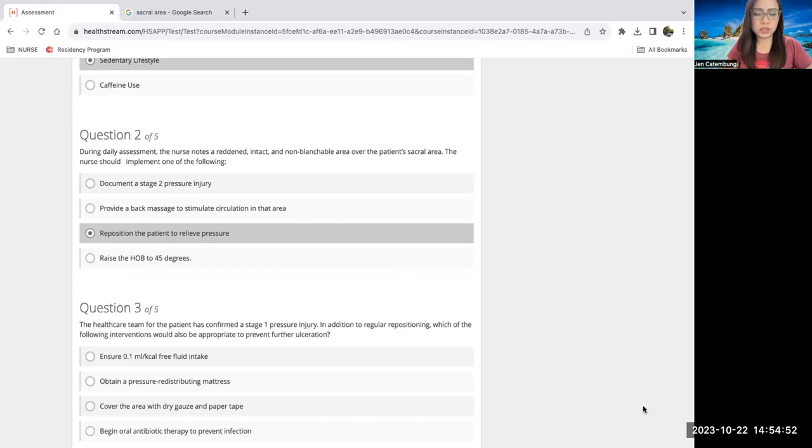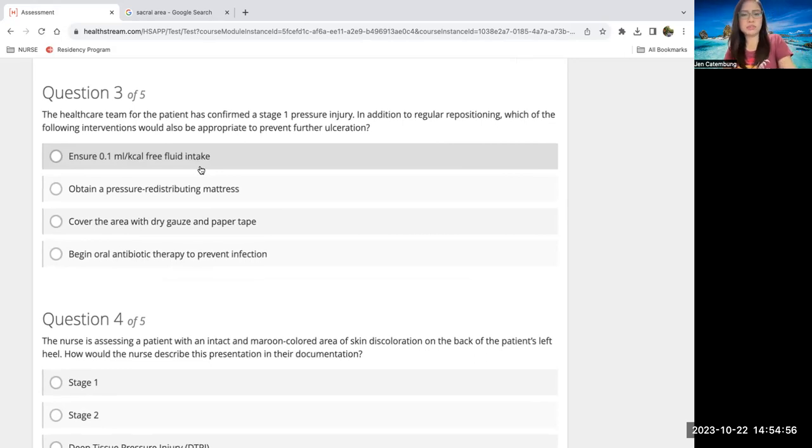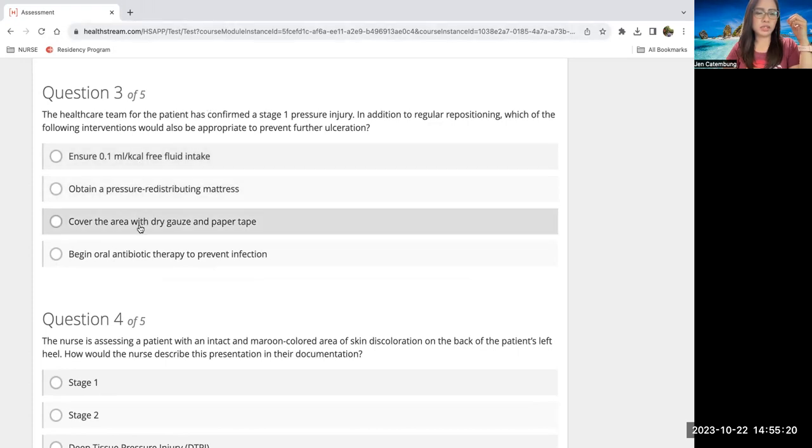Okay, next question, 3 of 5. The healthcare team for the patient has confirmed a stage 1 pressure injury. In addition to regular repositioning, which of the following interventions would also be appropriate to prevent further ulceration? Ensure 0.1 milliliter KCl free fluid intake. Obtain a pressure distributing mattress. Cover the area with dry gauze.